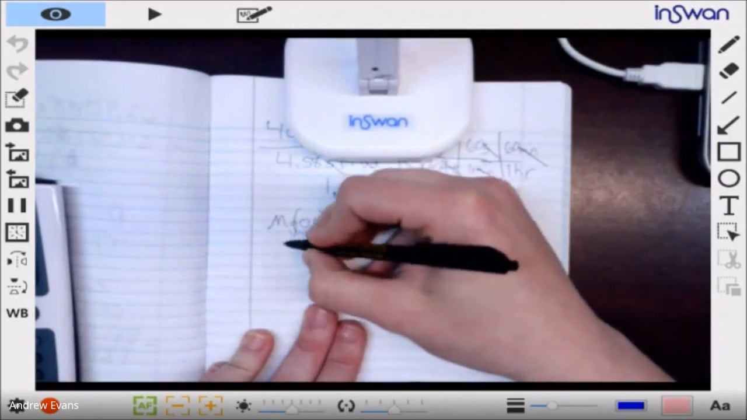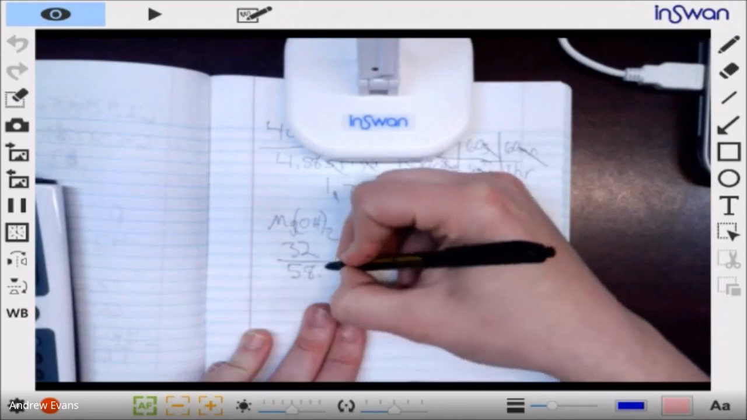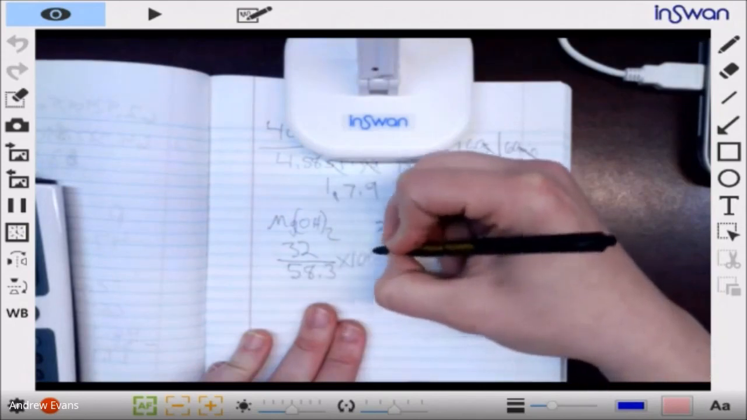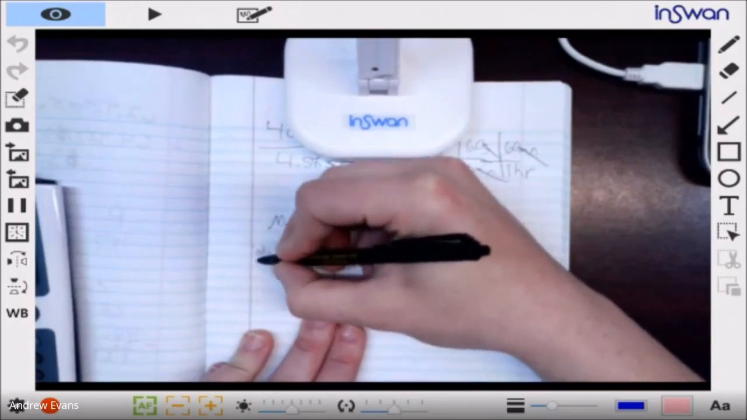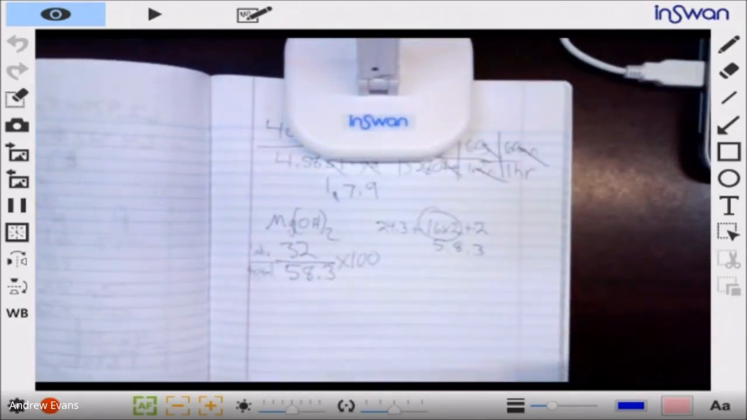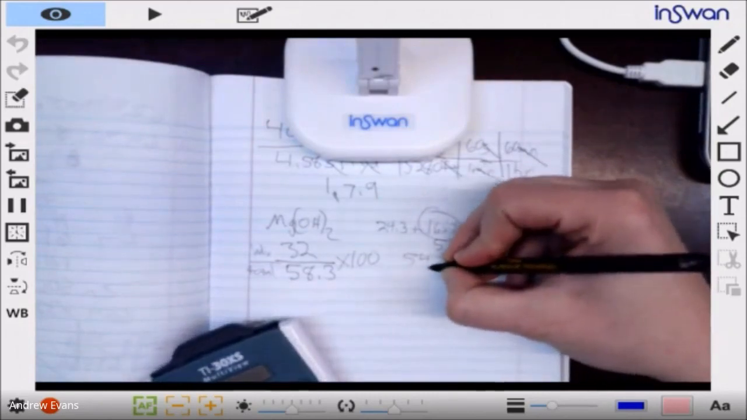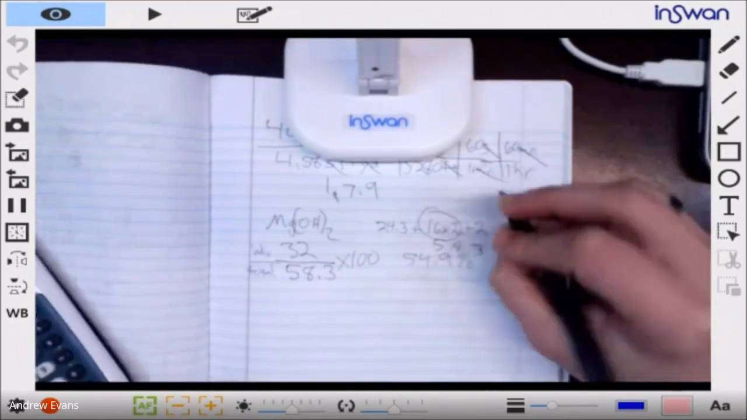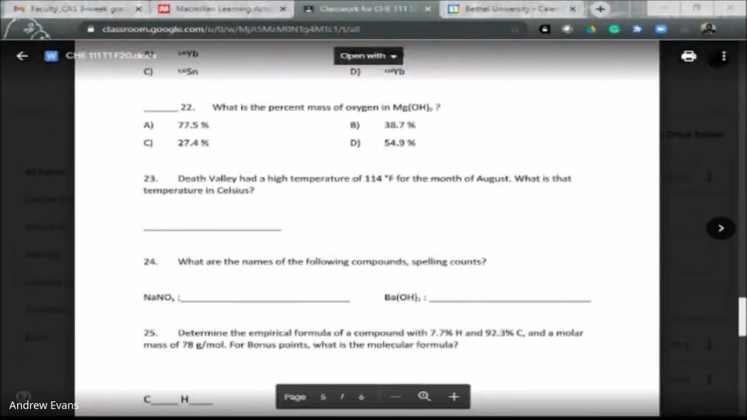So to get the mass percent, you're going to take 32 divided by 58.3 times 100, because mass percent is individual divided by total times 100. So oxygen is 32 of that 58. Your mass percent should be something like 54.9%. 54.9%, which is D.